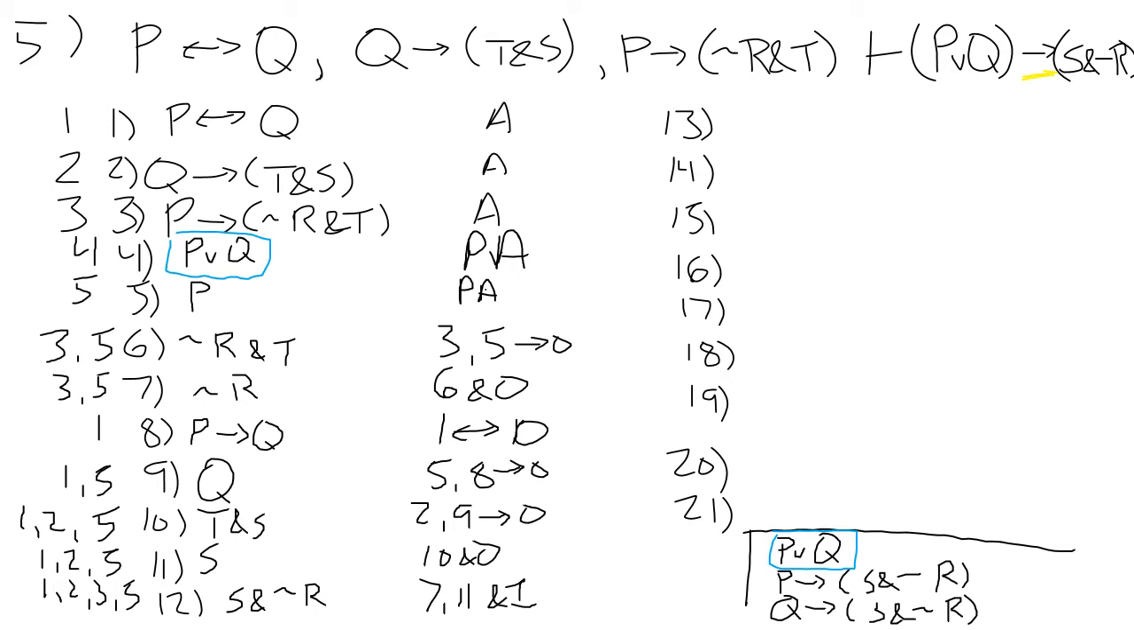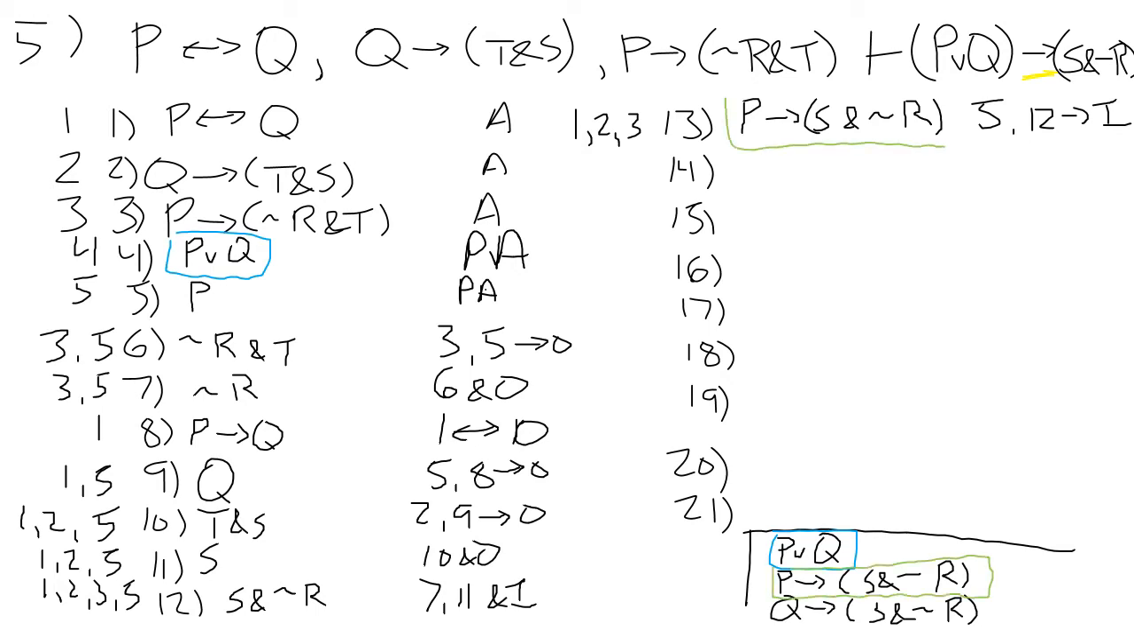Then here in 13, we can finally build our conditional statement, P arrow, S and not R, from 5 and 12, arrow in. And then we're going to drop out the 5. Now we just need to redo everything we just did to get our other conditional statement. So this one is going to be quite long.